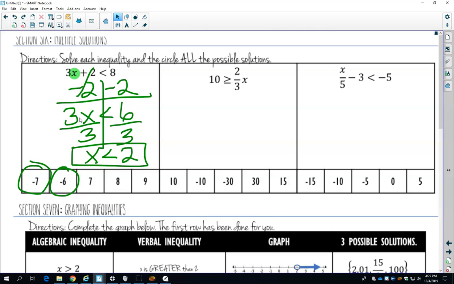Next problem, we have that fraction again. So to get rid of the 2/3, we're going to multiply by the reciprocal.